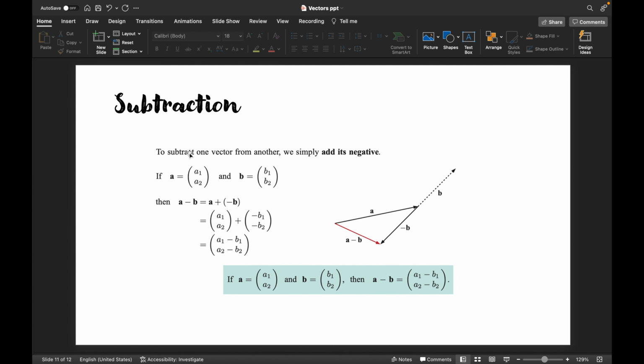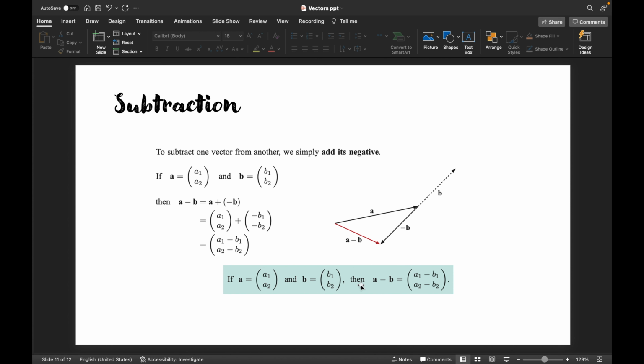And subtraction. To subtract one vector from another, you just have to add its negative. So if we have vectors C and D, and we have to do C minus D, we just have to find the opposite of D, or the negative vector of D, and then add that to C. And that's what they have written over here. A minus B is A plus minus B.